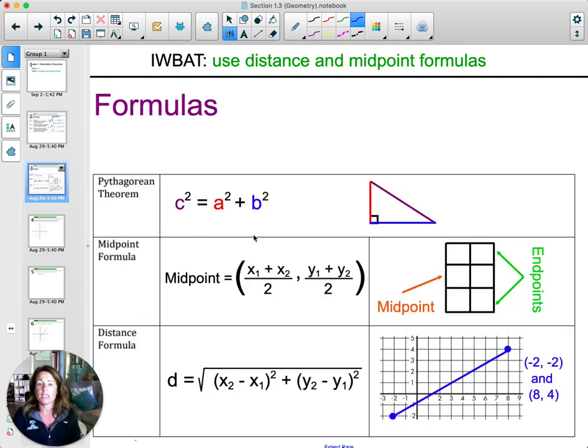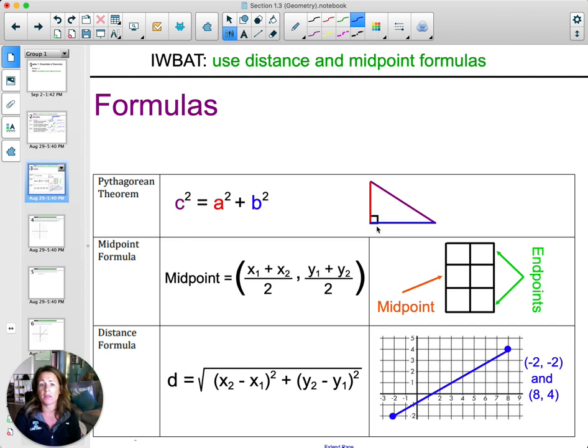Then let's take a look at a couple of formulas here. So Pythagorean Theorem is huge. You learned it in Algebra 1. It's going to keep coming back throughout geometry and the rest of your math career. So c squared equals a squared plus b squared.